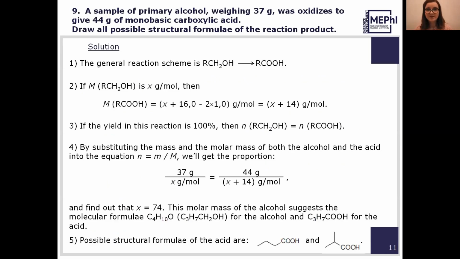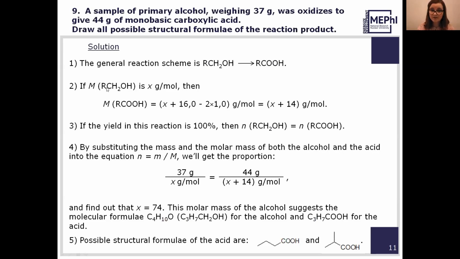Okay, now let's go to the next one, number 9. A sample of primary alcohol weighing 37 grams was oxidized to give 44 grams of monobasic carboxylic acid. We have to draw all possible structures of the reaction product. So the general reaction scheme will be the following one. And we can see that the molecular formulas of the reactant and the product differ by 2 hydrogen atoms and 1 oxygen atom.